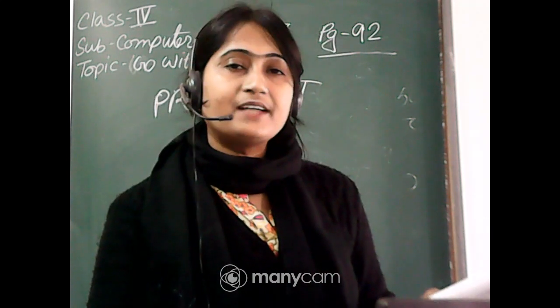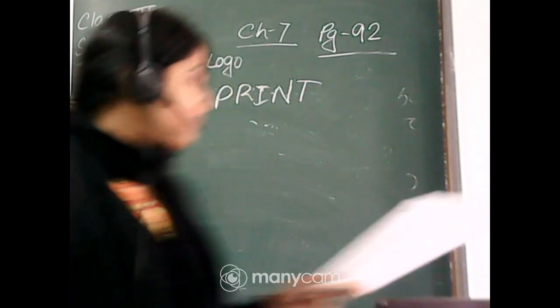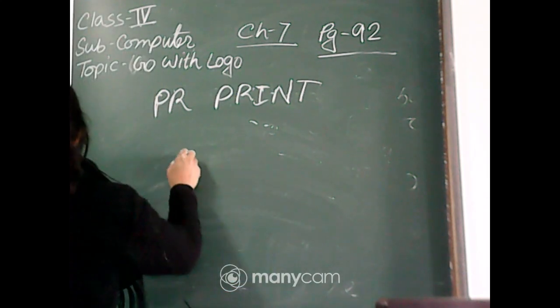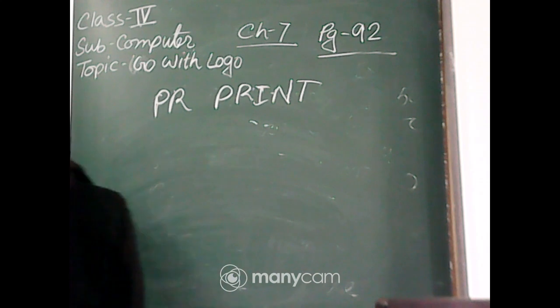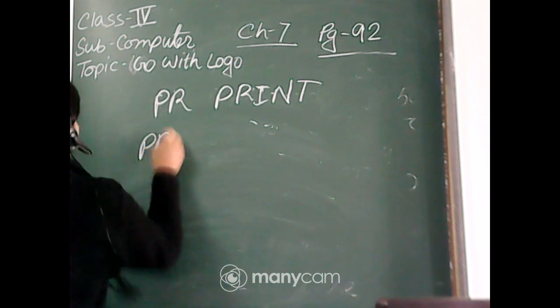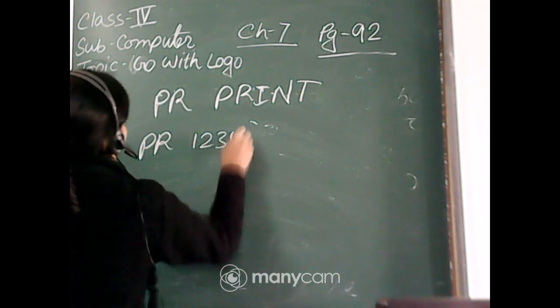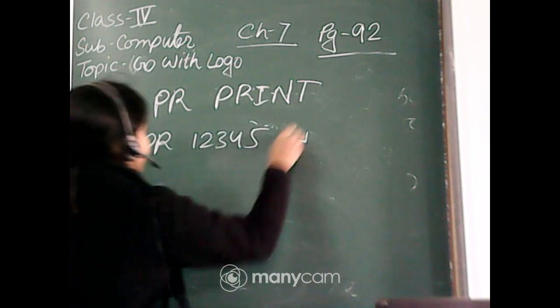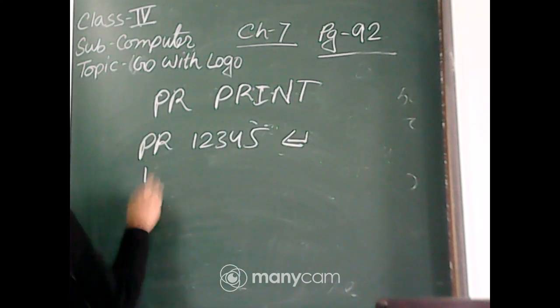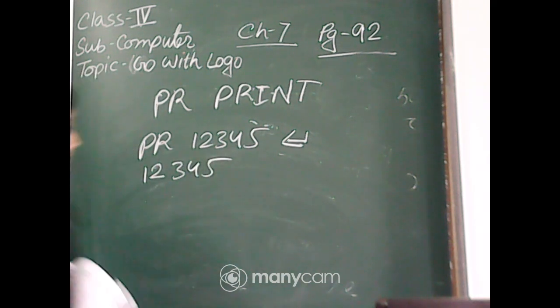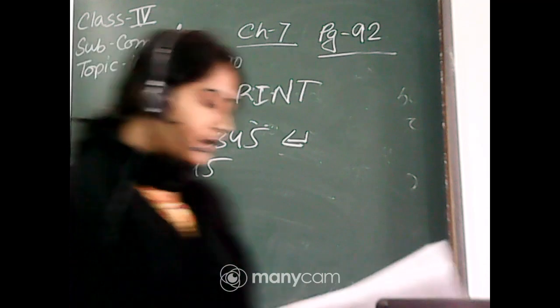If you want to print a number, write PR and then 1 2 3 4 5. Then press the enter key, and we can see in the commander window 1 2 3 4 5.